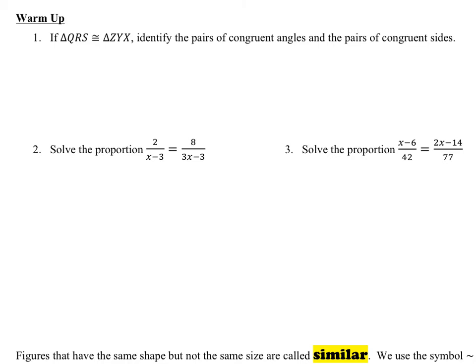Number 1, if triangle QRS is congruent to triangle ZYX, identify the pairs of congruent angles and congruent sides. So our angles would be angle Q is congruent to angle Z, angle R is congruent to angle Y, angle S is congruent to angle X. And then for sides, segment QR is congruent to segment ZY. Segment RS is congruent to segment YX. And segment QS is congruent to segment ZX.